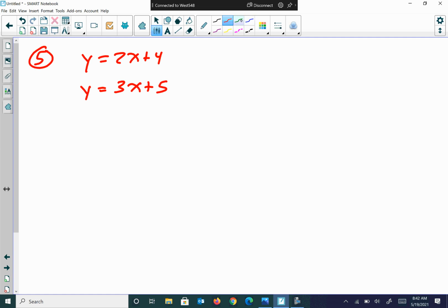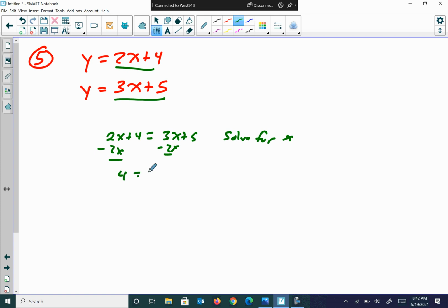But if I were to use substitution on this, I could take this value and this and set them both equal to each other. I'm not going to set y equals y, but I'm going to go, well, 2x plus 4 is equal to 3x plus 5. Now let's solve for x. So maybe subtract 2x from both sides. So that gives me 4 equals x plus 5. Subtract 5 from both sides. So I get x equals -1.